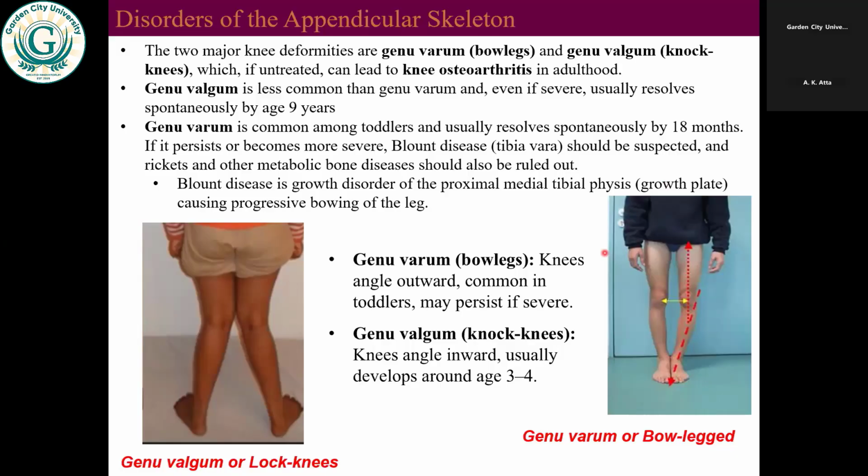But if you have this beyond a certain age, of course the cause should be investigated. For example, this type here is common among toddlers and resolves by 18 months. If it persists or becomes more severe, then of course you have to be thinking about something else. Maybe you also have to be thinking about some metabolic bone disorders like rickets.